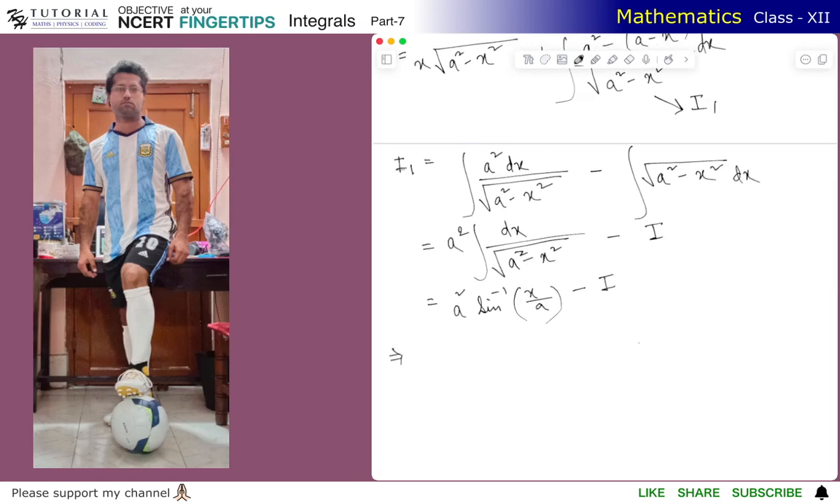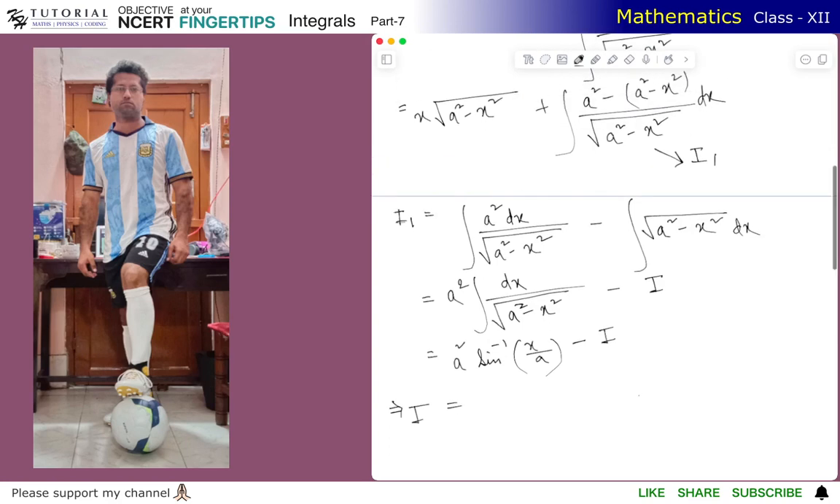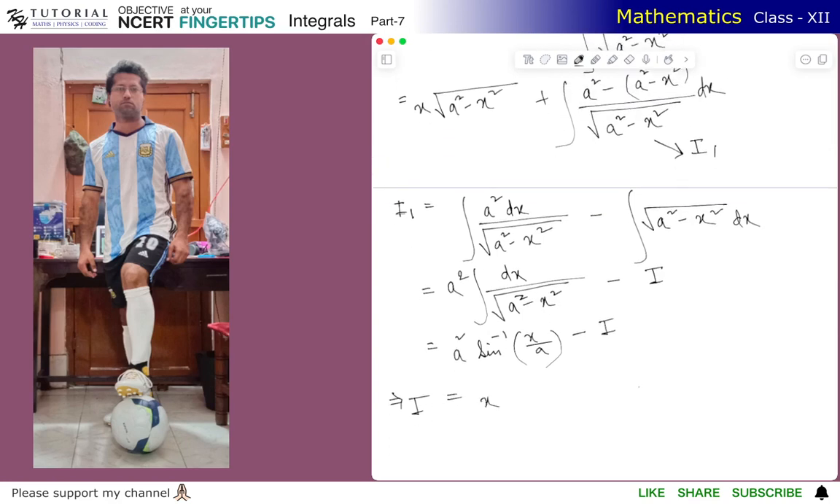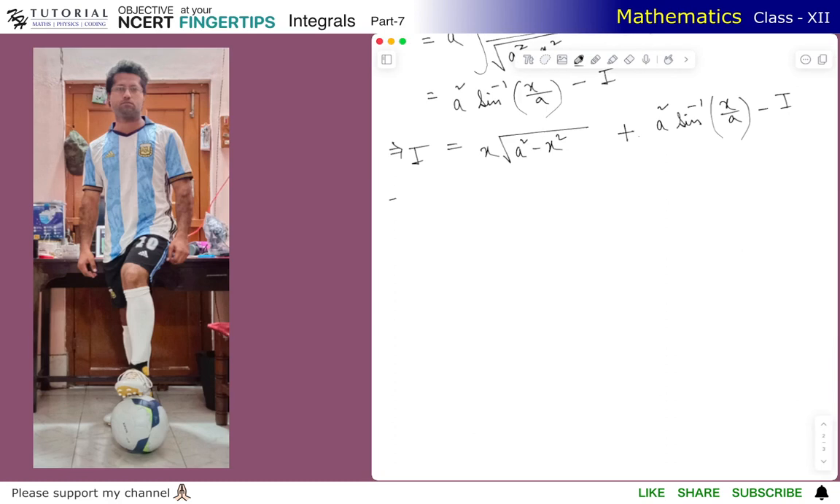So what we get is I equals x into square root of a square minus x square, plus I1, which is a square into sine inverse x by a, and minus I. So from this we get twice of I equals x into square root of a square minus x square plus a square sine inverse x by a.